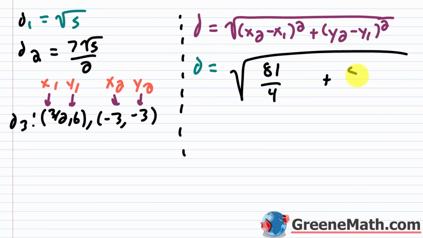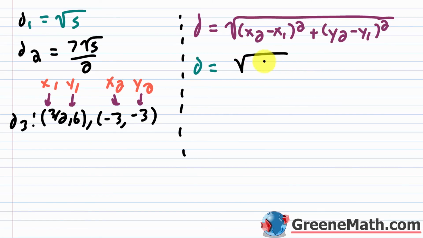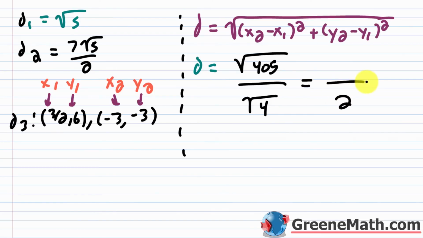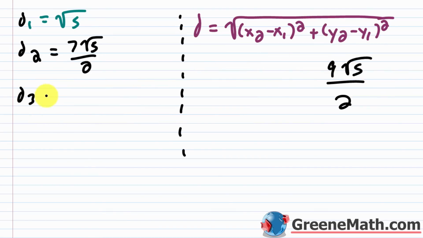So let's go ahead and say that I'm going to multiply this by 4 over 4. 81 times 4 is 324. So let's add 81 plus 324. That's going to be 405. So this would be 405 over 4. Okay, so let's split this up into the square root of 405 over the square root of 4. So we know the square root of 4 is 2. For 405, that's going to be 81 times 5. So let's write this as 81, which is a perfect square, times 5. So the square root of 81 is 9. So this is 9 times the square root of 5. Let's say this equals 9 times the square root of 5 over 2.